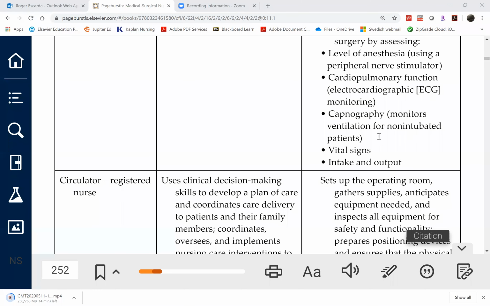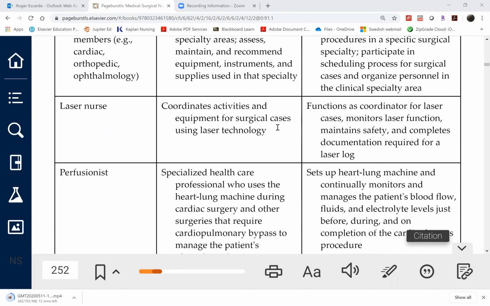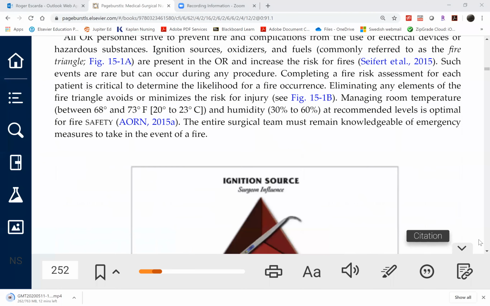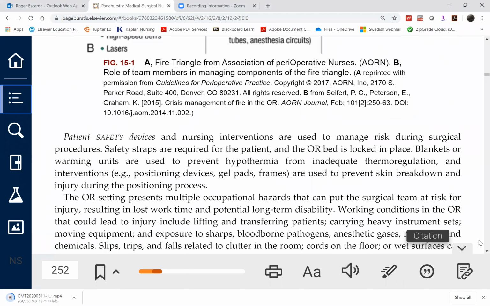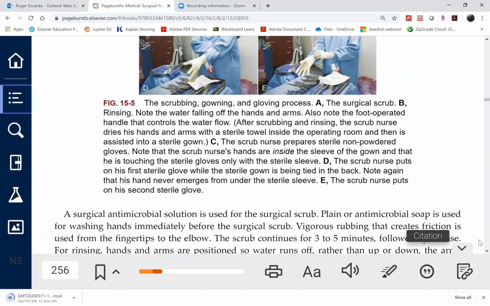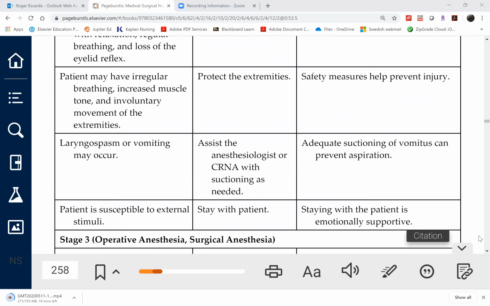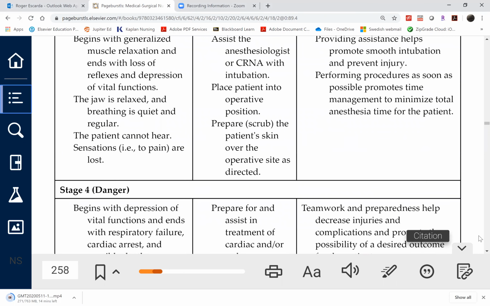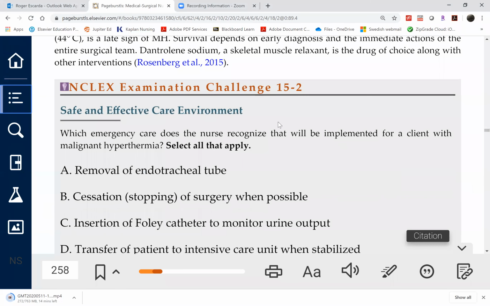So this is chapter 15. The only testable part here is the one emergency mentioned under anesthesia. So let's go to complications of anesthesia. All right, this is page 258, chapter 15.